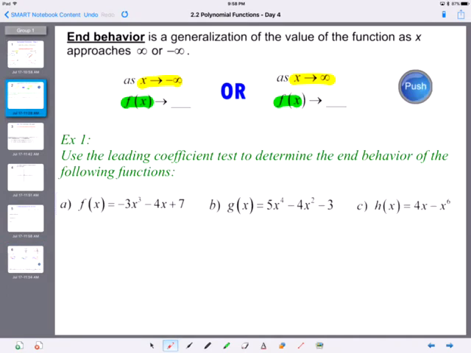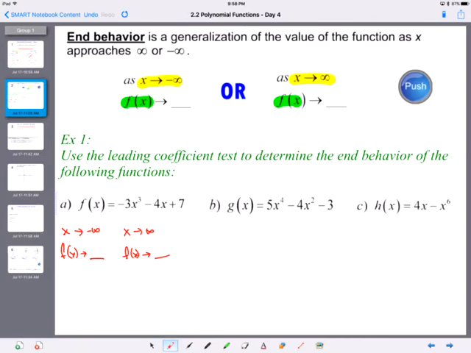So the first example here is we're going to use the leading coefficient test to determine the end behavior of the following functions. So what we have up here is what we want to answer. If x approaches negative infinity, what does f of x approach? And also, as x approaches infinity, what does f of x approach? That's the question we're going to answer also.